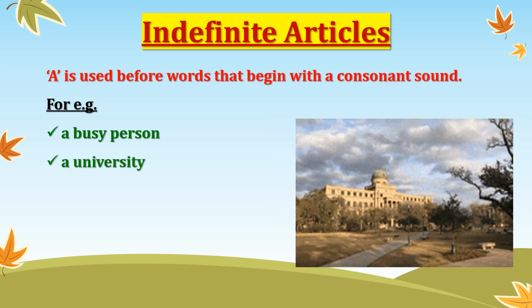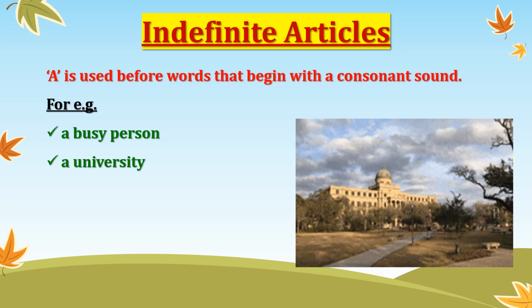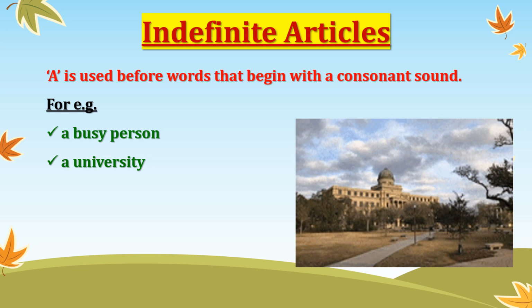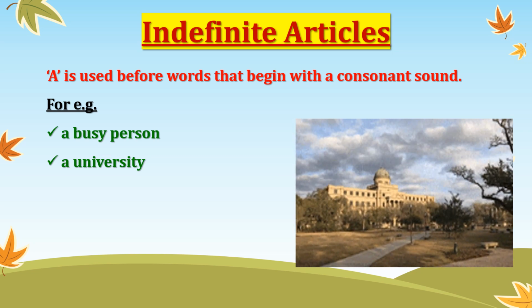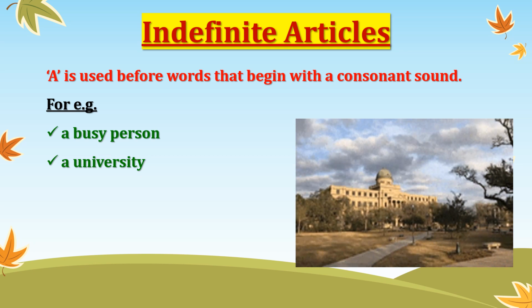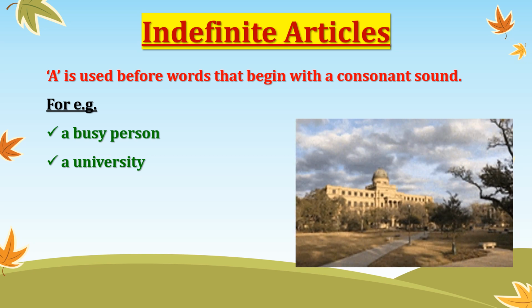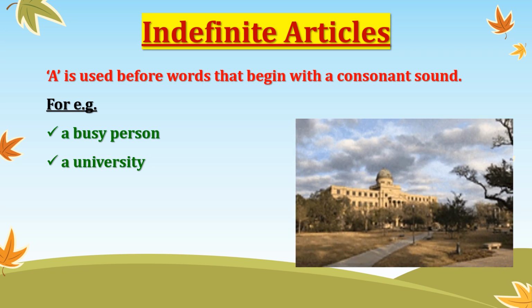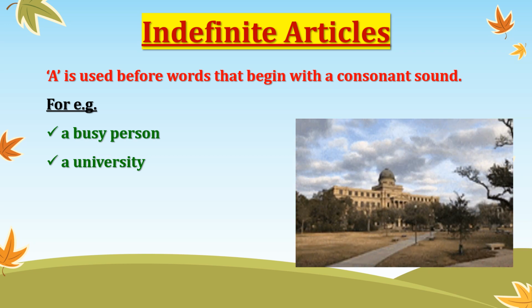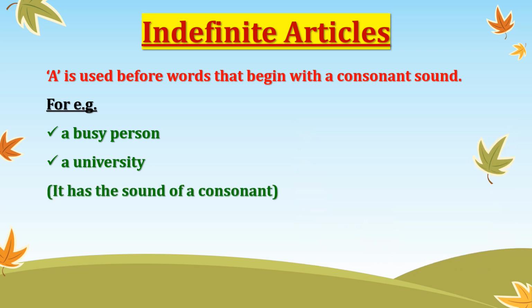Let us take another example. A university. Though this word university is starting with U, which is a vowel, what is the sound? The letter with which it starts is U, but the sound is Y. So, Y is not a vowel sound. That is why we have used the article a with university. It has the sound of a consonant.